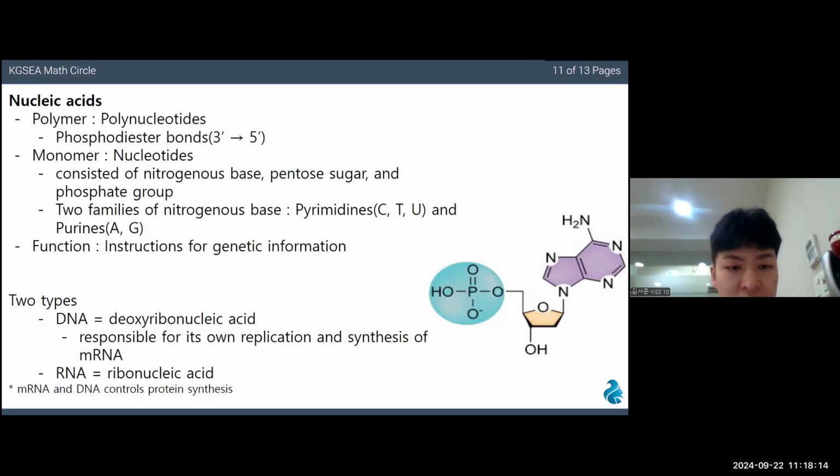There are 2 different family groups of nitrogenous bases, which are pyrimidines, including cytosine, thymine, and uracil, and purines, which are adenine and guanine. As many know, the function of nucleic acids is to carry the instructions for genetic information. There are 2 types of nucleic acids: DNA, also known as deoxyribonucleic acid, which is responsible for its own replication and synthesis of mRNA, and RNA, which is also called ribonucleic acid.